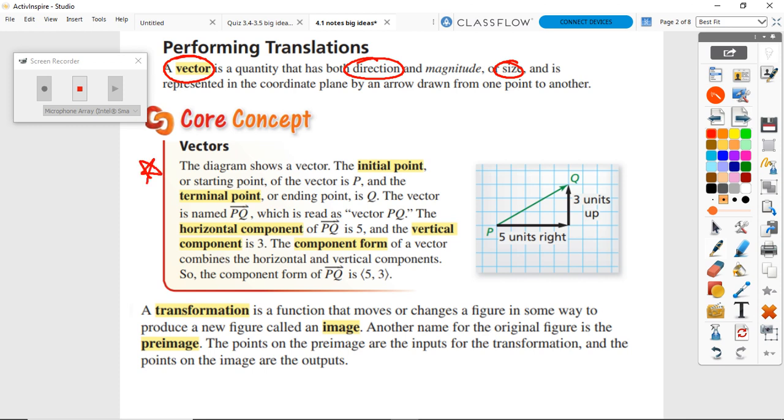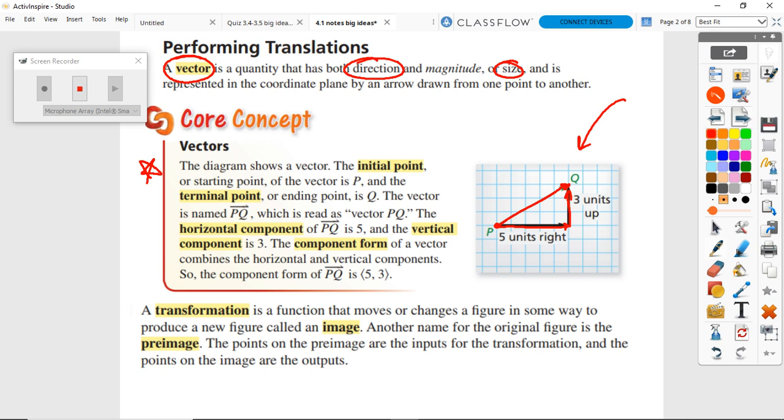This little diagram shows a vector. The initial point, or the starting point, is P. So this thing starts at P, and the terminal point, or where it ends, is up there at Q. So now, how did it get there? Well, from P to Q, we go 5 units to the right, and then 3 units up. And that ends up basically how we go from P to Q. So the vector will tell you how to do it.